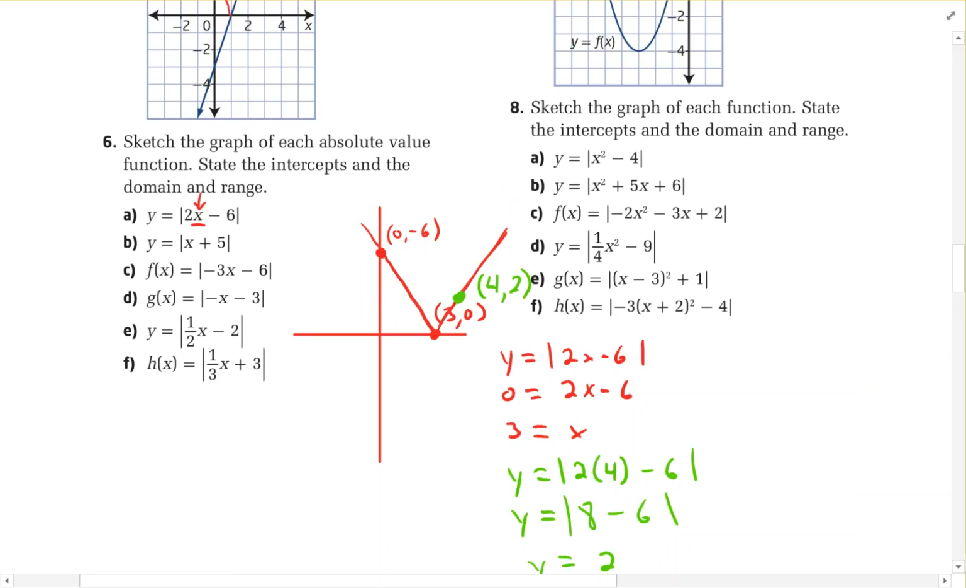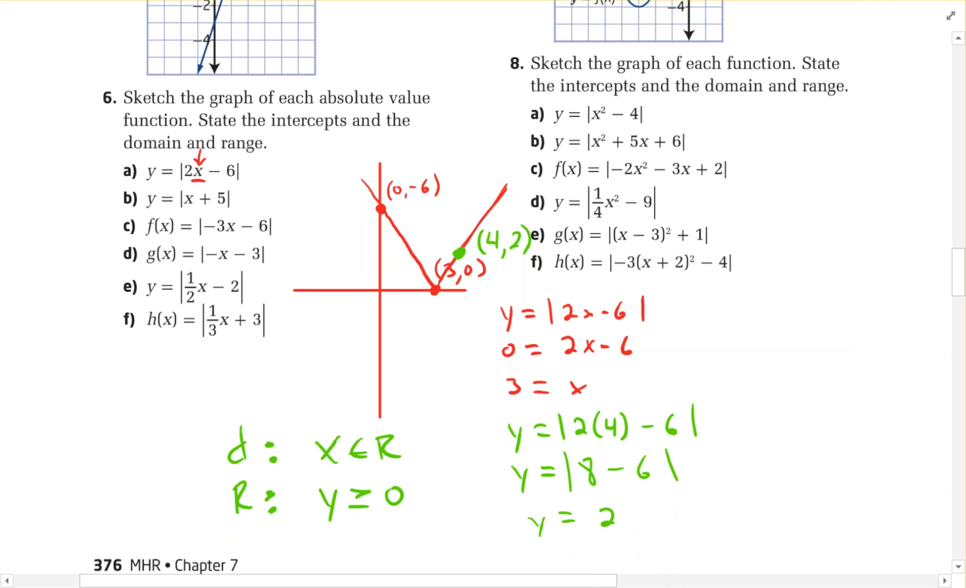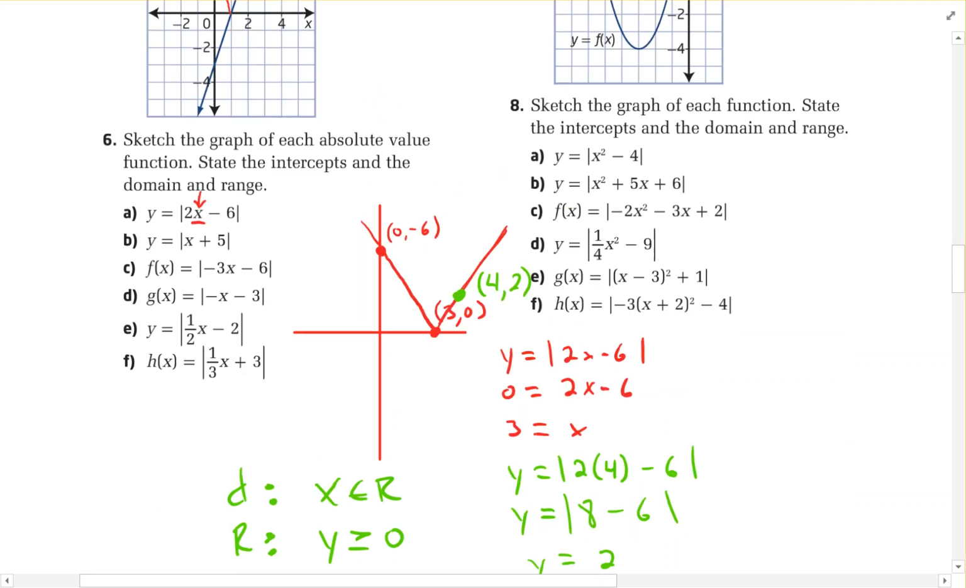Now, state the intercepts and the domain and range. So the domain of this thing, the x is any real number. Let's put D for domain. And then the range is going to be y needs to be greater than or equal to 0, like they pretty much always are. Okay, and you guys can go ahead and do B on your own there.